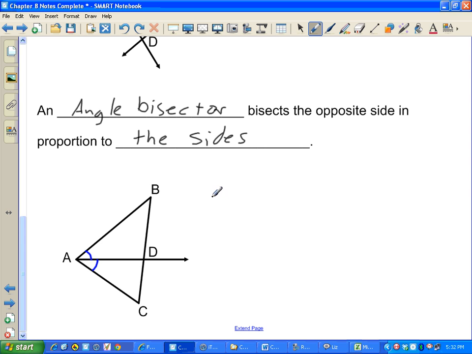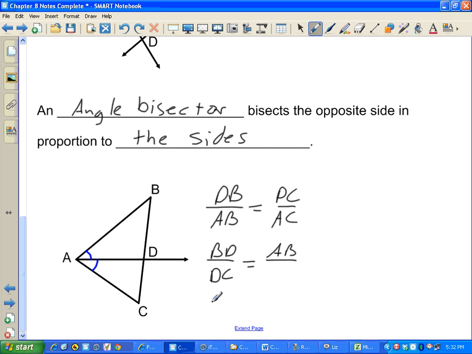So here's the proportion. We could say DB over BA, or AB, is the same as DC over AC. Or I could say BD over DC is going to be the same as AB over AC.